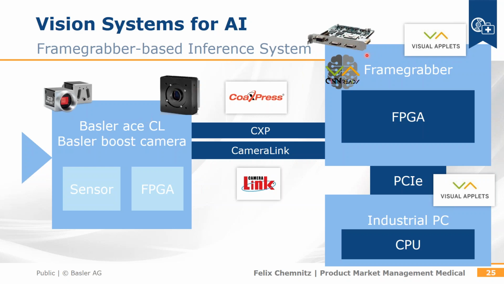And Silicon Software as well developed a CNN-ready kind of block, which gives you the ability to deploy the inference of your trained neural network directly to the FPGA of the frame grabber. And with this, from our perspective, you will have the most powerful and robust system for a high throughput application. And I have some examples for this.